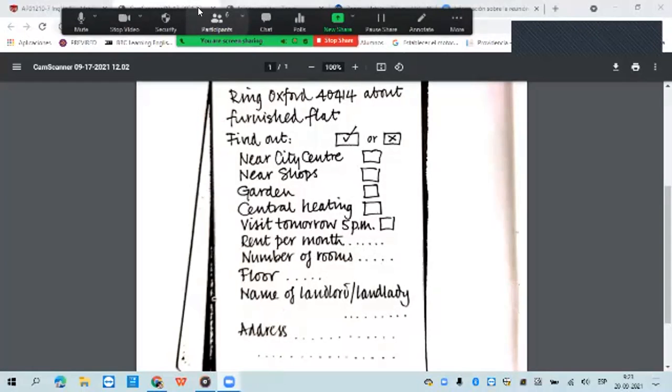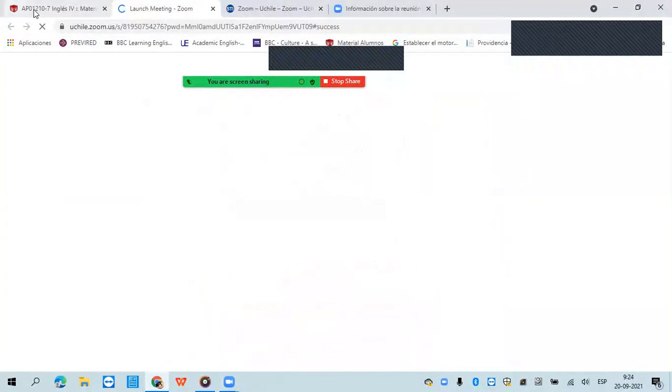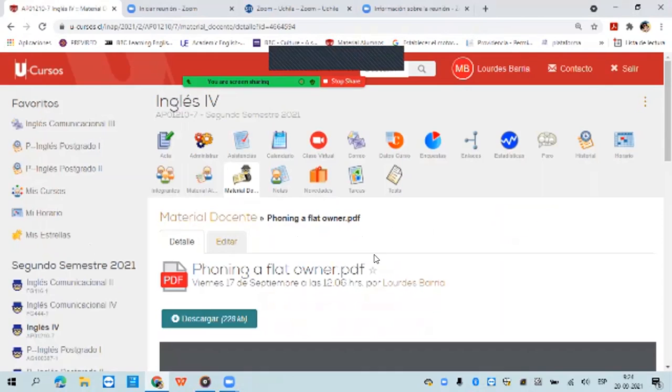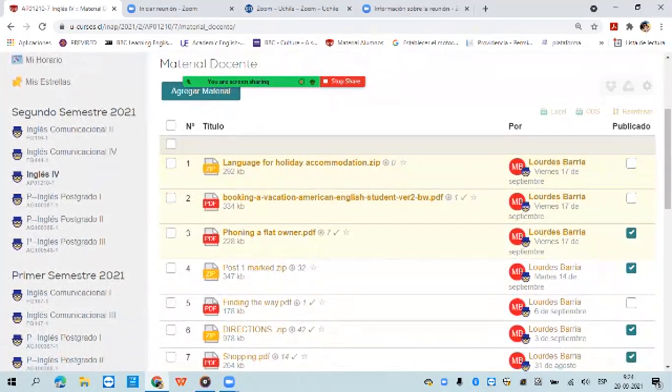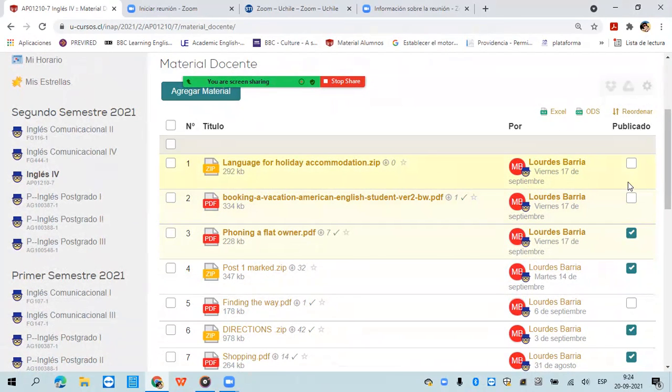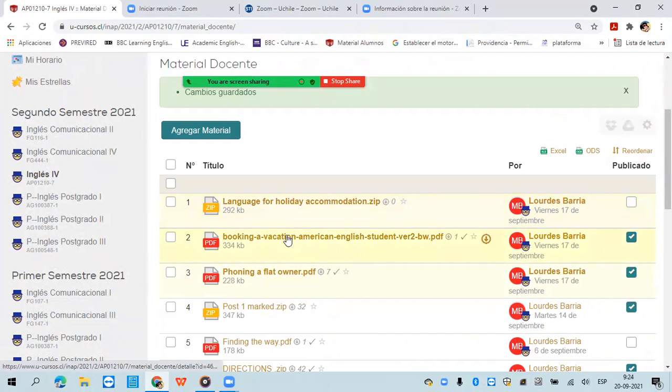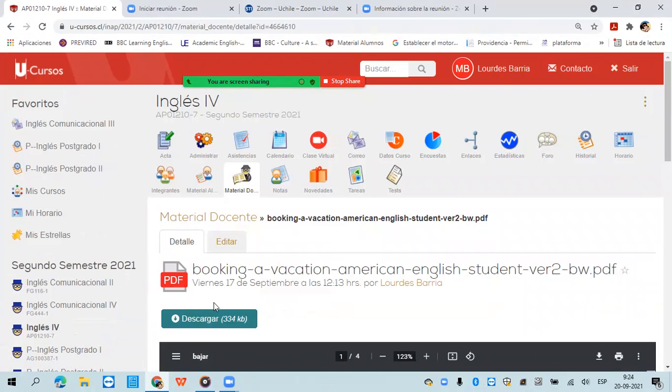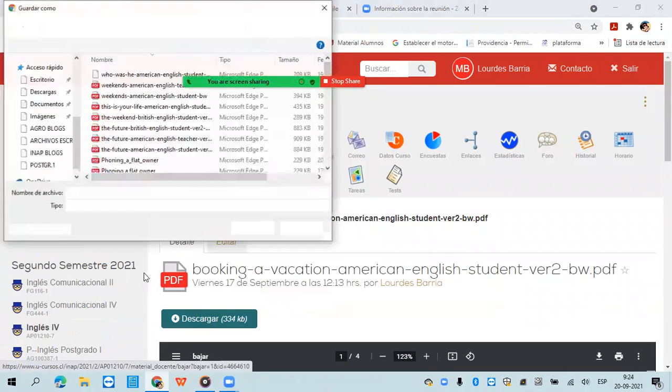Now please go to your cursos and wait. Your cursos again, material docente. And please wait. Download a file, booking a vacation. Okay.